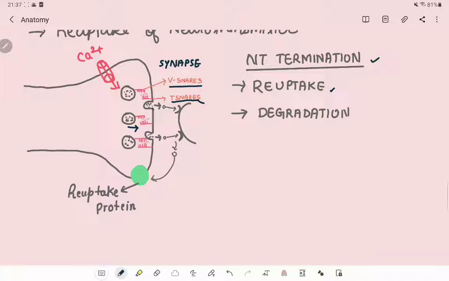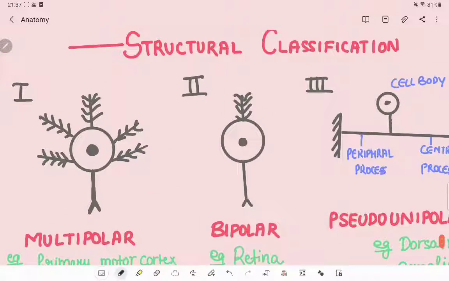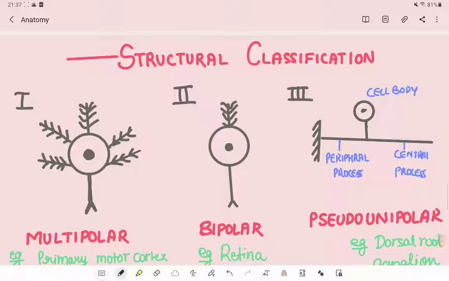There is a certain kind of reuptake protein located on the terminal portion of the same axon, which is responsible for taking the neurotransmitter back inside the neuron. Alright. Now let us see the structural classification of the neurons. On the basis of structure, there are basically three most important kinds of neuron. There are certain other types of neurons also, but they are not at all important. The three kinds are multipolar, bipolar, and pseudounipolar.